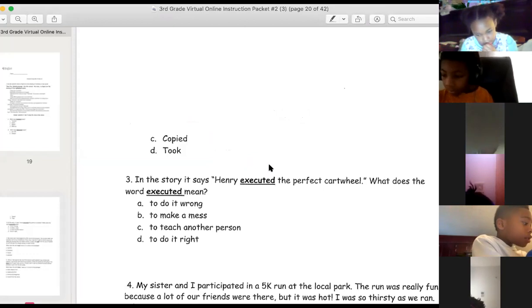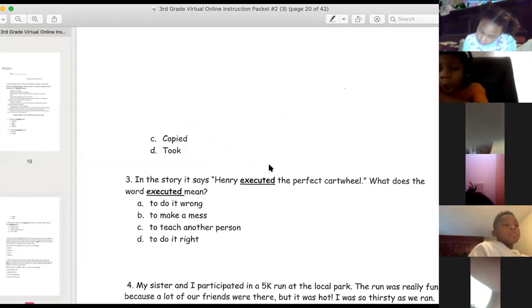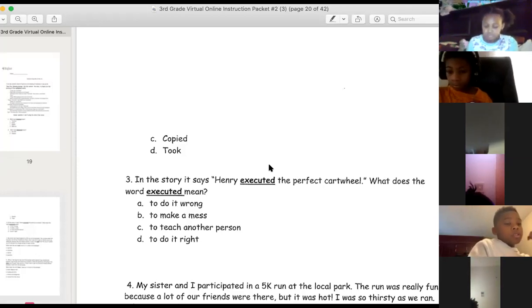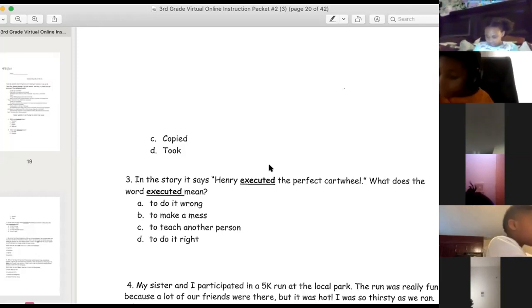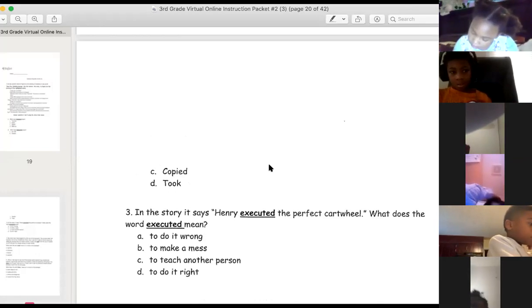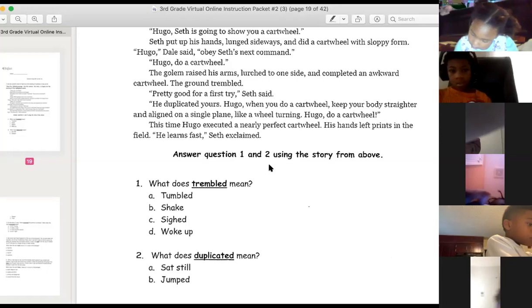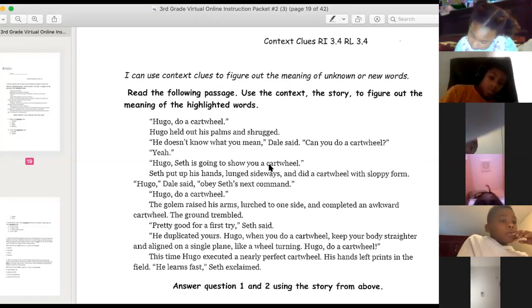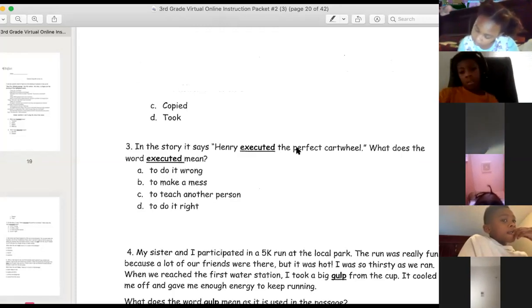So Sanaya, what's the first thing I need to do? If it's asking me the meaning of a word, we automatically need to do what? Box the word executed. Right, and what do we need to do on our paper besides that? We need to put a TKI chart. Beautiful. Good. So what should go under I, Sanaya? Executed. Perfect. Executed equals. Now, because it doesn't say it in the story above where it says Henry executed the perfect cartwheel, we're going to have to use our sentence to determine what executed means, okay?